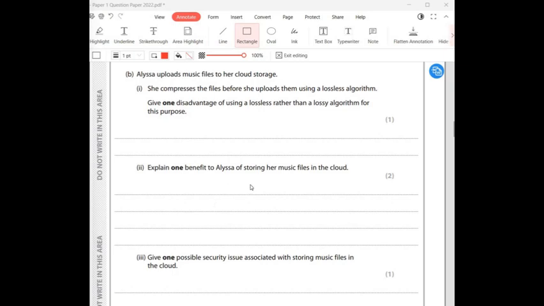Part 2, explain one benefit to Alyssa of storing her music files in the cloud. So I would say storage capacity can be scaled up and down, so there's no need to buy more secondary storage. That's 2 marks there. Or you could say we'll have files all in one place rather than scattered across many secondary storage devices. I would just say storage capacity can be scaled up and down, so you don't need to buy more secondary storage.